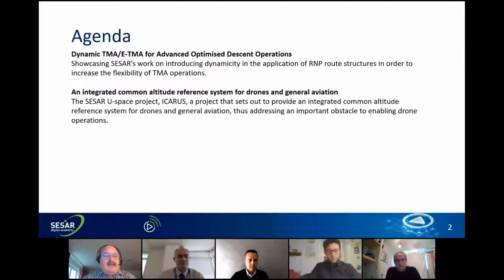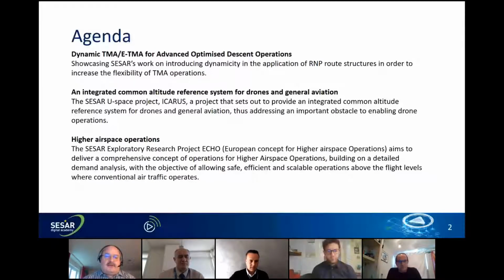Then we start looking at an integrated common altitude reference system for drones and general aviation. We will be presented the SESAR U-space-based project Icarus, a project that sets out to provide an integrated common altitude reference system for drones and general aviation, thus addressing an important obstacle to enabling drone operations. And then we'll look at higher airspace operations with the SESAR exploratory research project ECHO, European Concept for Higher Airspace Operations. This aims to deliver a comprehensive concept of operations for higher airspace operations, building on a detailed demand analysis with the objective of allowing safe, efficient and scalable operations above flight levels where conventional air traffic operates.